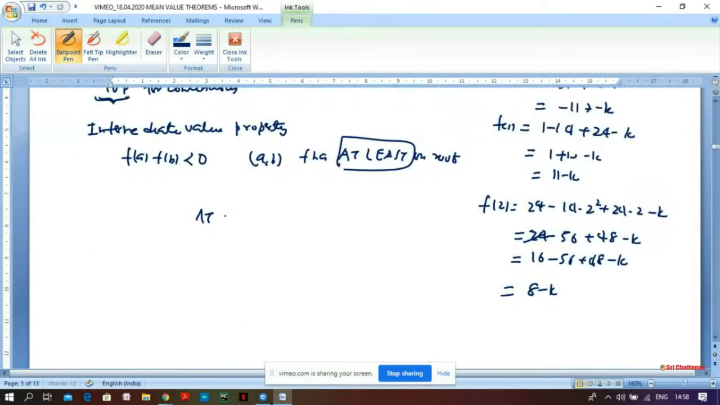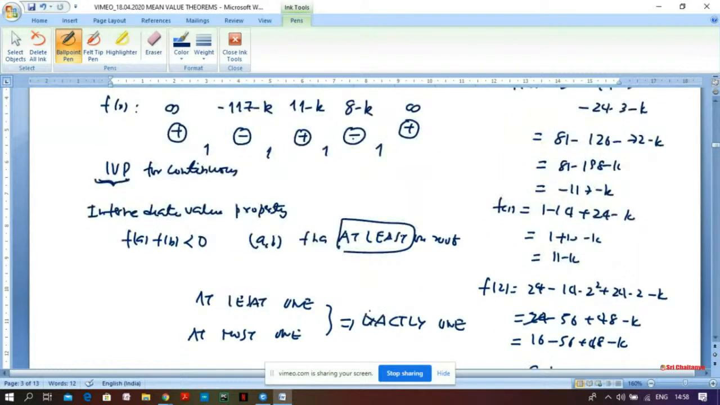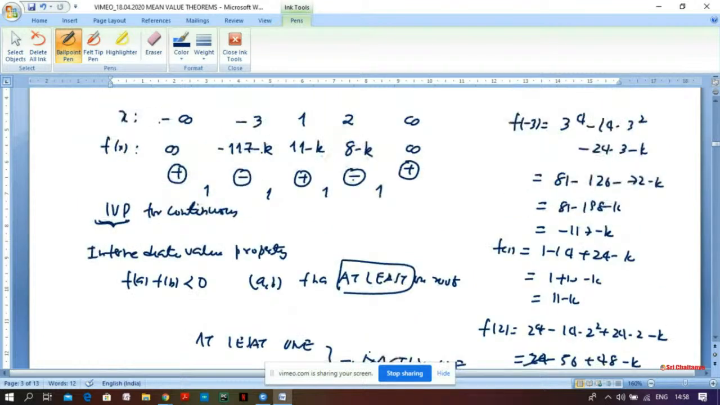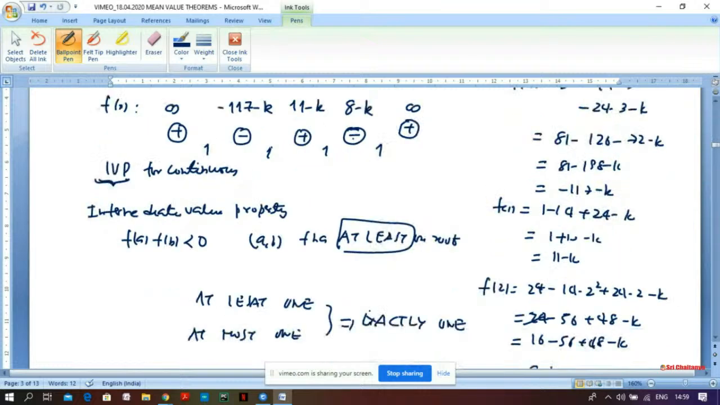So if you say at least one in one direction and at most one in the other, they together will imply exactly one. That's the point. So it is enough, it is both necessary and sufficient, that f at minus 3 be negative, f at 1 be positive, f at 2 be negative. Then you will find that you will have 4 real and unequal roots.